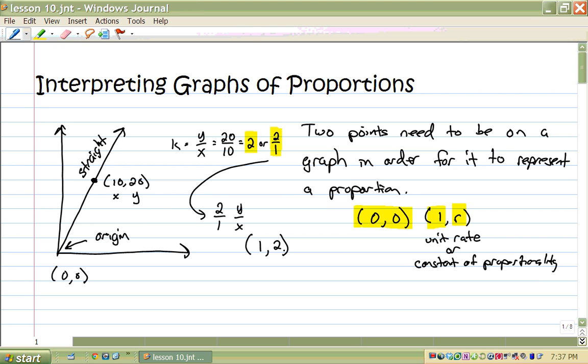Okay? If you need to play that again, play it again. Make sure that you understand it, though, because in order for it to represent a proportion, you need to have 0, 0, which is the origin, and then you need to have 1 for your x value, and then whatever your constant of proportionality is, or unit rate. And we call that r here, okay? But it really should be k because we've been using k all along. But you get the idea.